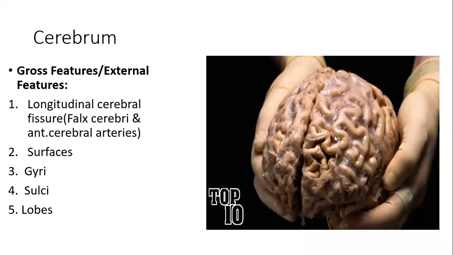Now each of these hemispheres, as you can see in the diagram on the right side, is showing that the surface of each cerebral hemisphere has different folds separated from each other by the presence of fissures. The folds are called the gyri. The fissures separating these gyri from each other are called sulci. Singular is gyrus and sulcus. Plural is gyri and sulci.